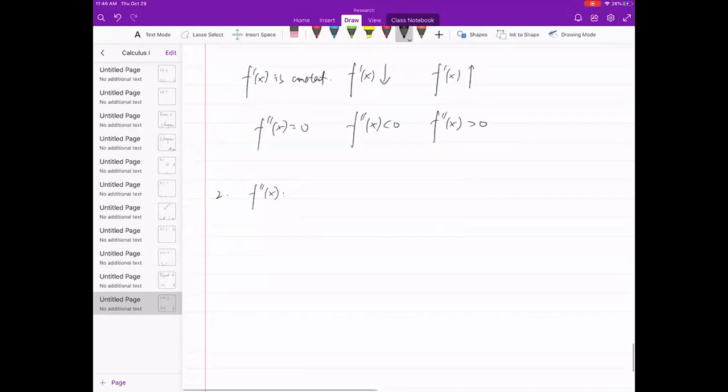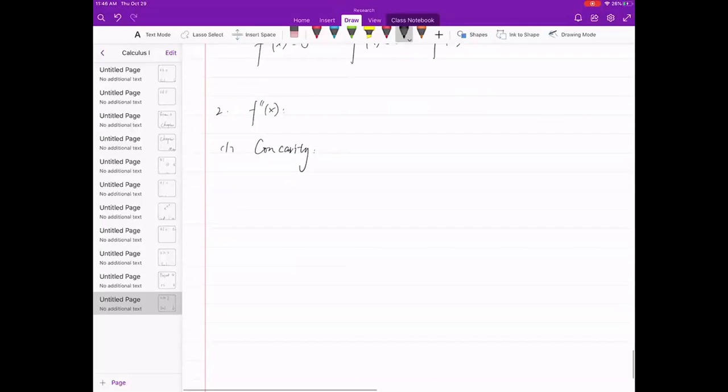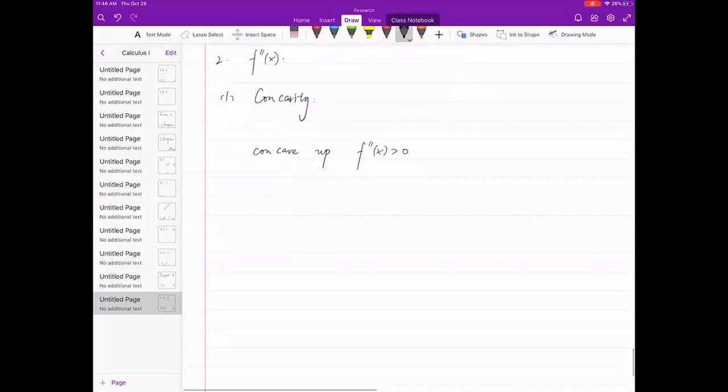Okay. The second derivative is not used to decide are you increasing or decreasing. Instead, it's used to decide do you have this shape or that shape? We will give them a name. It's called concavity. We have concave up, corresponding to positive second derivative, and concave down, corresponding to this case.